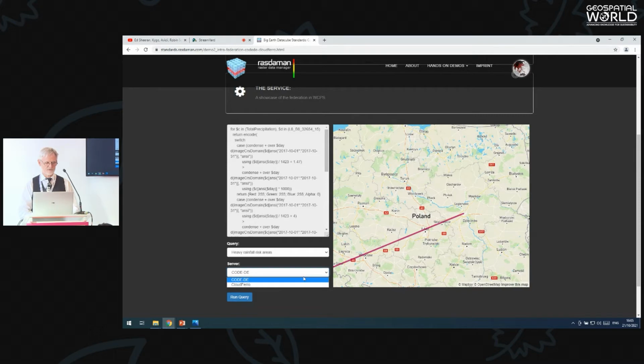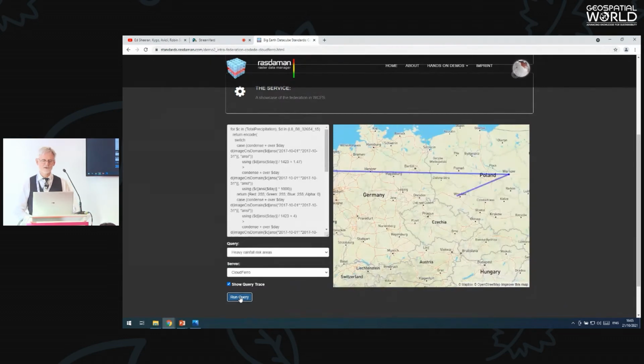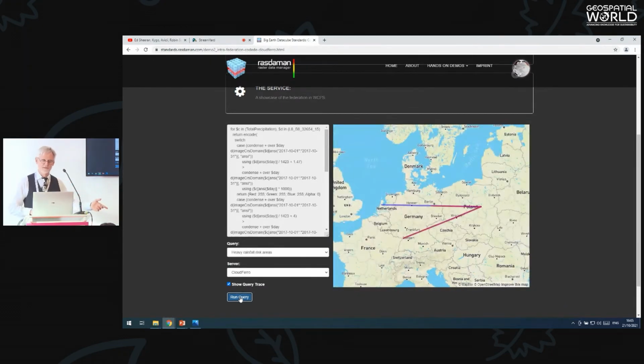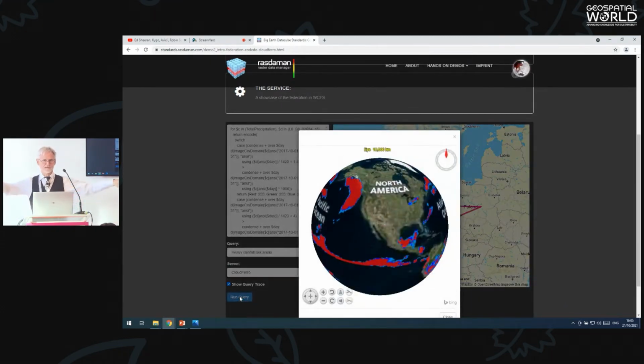We can send it also to Cloudflare directly in Warsaw. And now they reciprocally will have to, can I get it? Yes. They have to ask back with CODE-DE in Germany because we have set up the data accordingly. What we are seeing is just distributed data fusion.